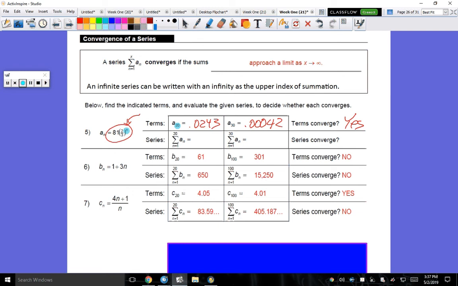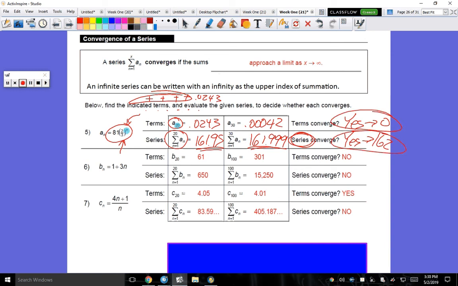Because it's geometric and r is less than 1. You with me? So what would it converge to? 0. Now imagine the series. There's 20 numbers all lined up, and the 20th number is 0.0243. And there's other numbers here that when you add them all up together, you would get 161.95. If you added up the first 30, you would get 161.99. Does it look like the series is going to converge? Yeah, it's going to. What does it look like the series is going to converge to? 162. If it's geometric and this converges, then the series would converge.